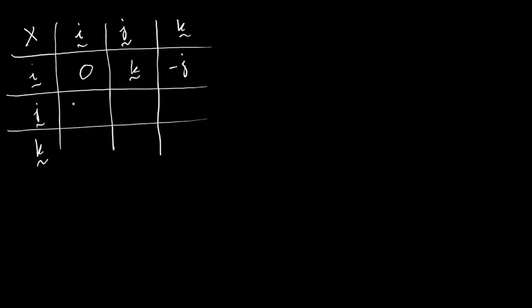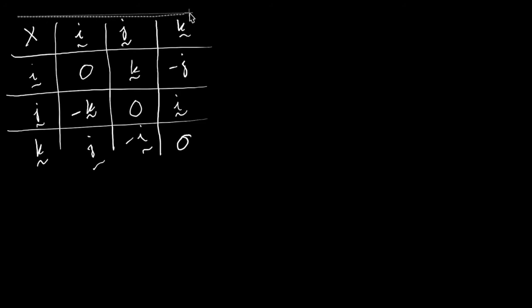For j cross i, we have negative k. Notice how when we flip the order of crossing, the thing that changes is the sign. So i cross j was k, and j cross i is negative k. And for j cross j, we have 0 again. And notice another thing, i cross i was 0, j cross j was 0, so anything crossed by itself should be 0. So k cross k is also 0. And moving on, j cross k is i, and k cross i is j, and then k cross j is negative i. And that completes our table.